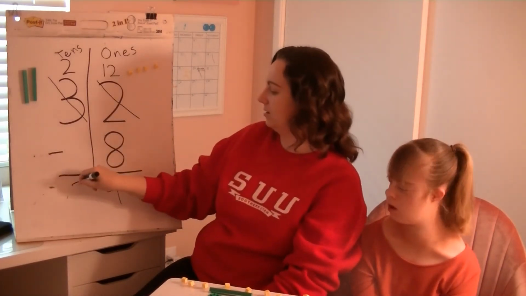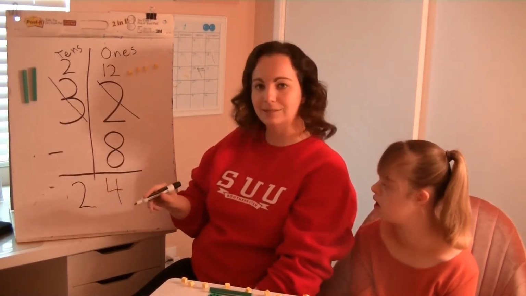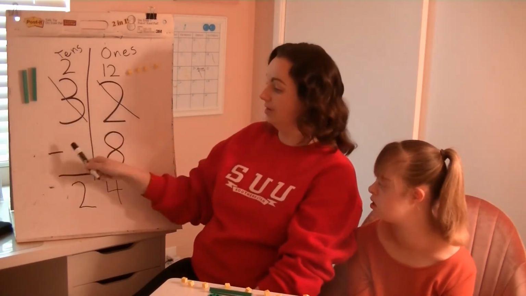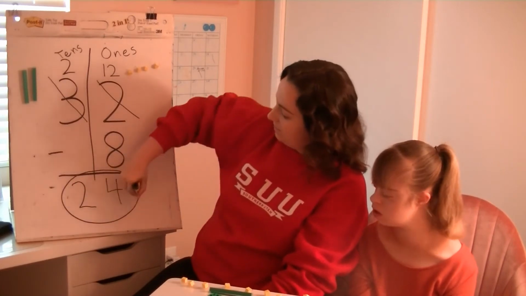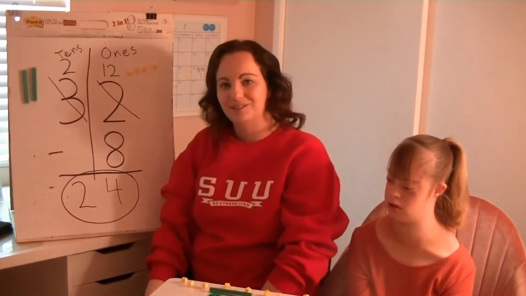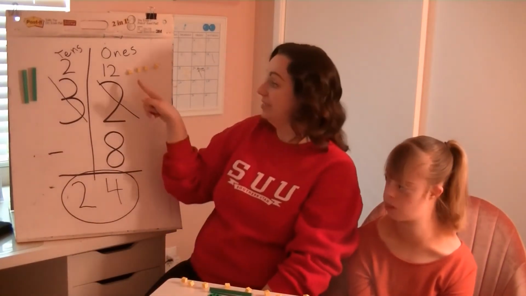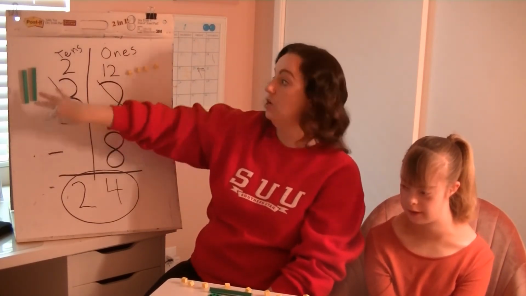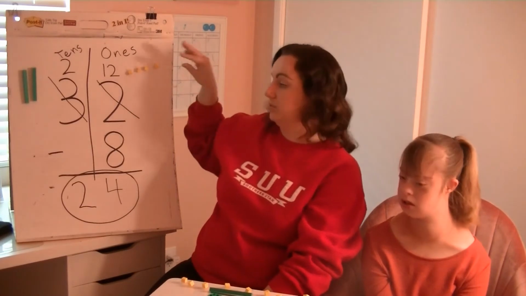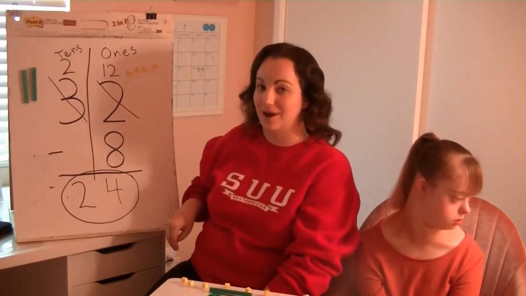Yes, so I write that here. I have my answer. 32 take away 8 equals 24. Awesome job. Again, we didn't have enough on the 1 side, so we went next door to the 10s, regrouped it, and we're then able to finish up that subtraction.